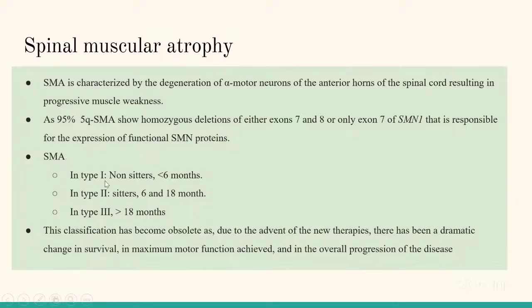So SMA type 1 are non-sitters who present at less than 6 months, type 2 are sitters who present between 6 and 18 months, and type 3 present at more than 18 months. Many patients I have seen presented for the first time around 10 years, so they may be SMA type 3 or type 4. I have seen patients coming to me with affected parents who did not know, so they are probably SMA type 4. This classification has become obsolete now because of newer therapies which are changing the course of the disease.